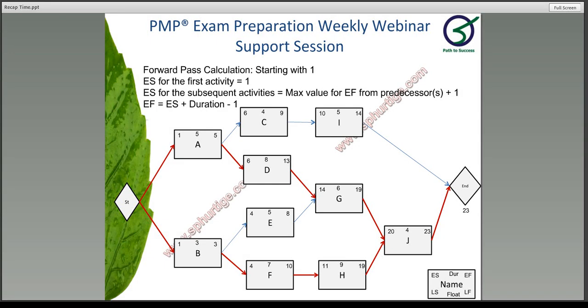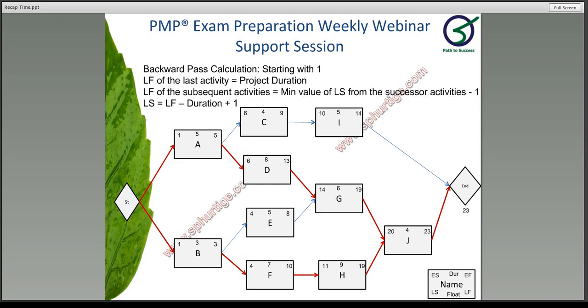Now we are going to work out the backward pass. Backward pass logic is also the same as what we did earlier, but you're going to just take the late finish as the same as project duration. So I and J is going to take it as 23. The late finish is 23. Now, sorry, J is finishing on the 23rd. So 23 minus 4. So it is going to be 23, 22, 21 and 20. So it's 4 days. You're subtracting 4 plus 1. So it is going to be 20.